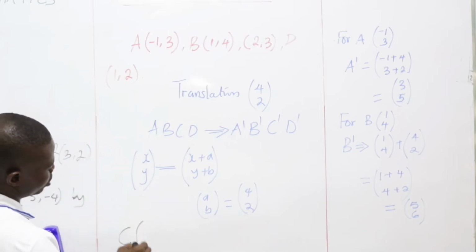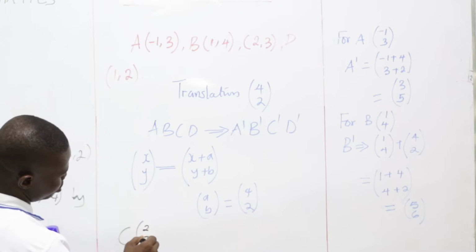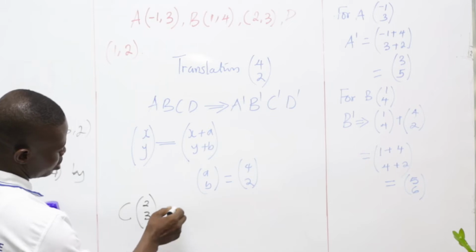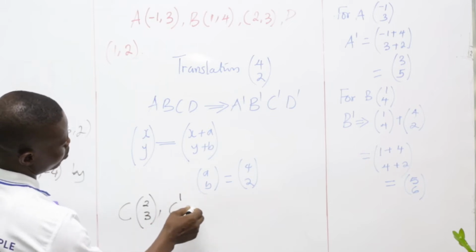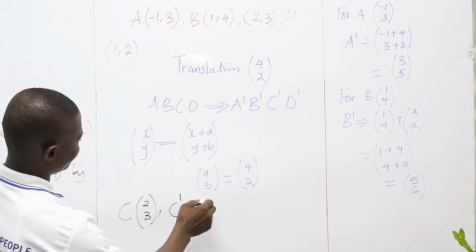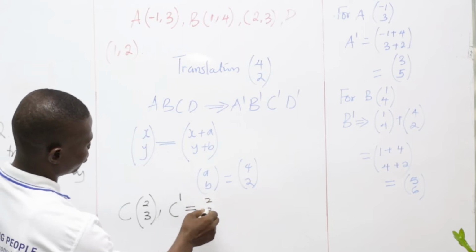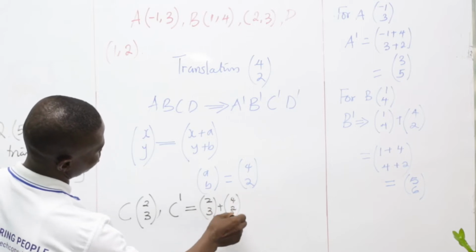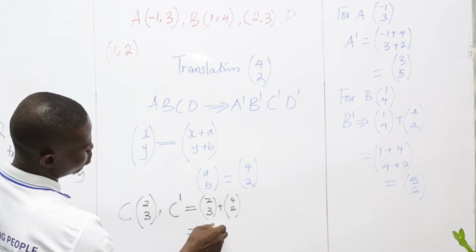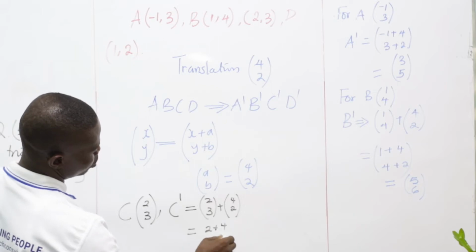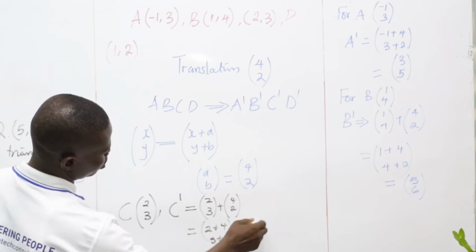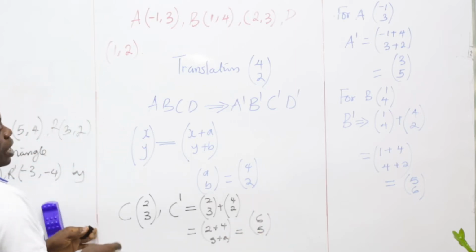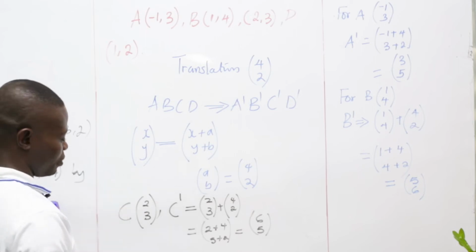C, originally known to be 2, 3, the image of C, C prime, will give us C itself plus translation, to give us 2 plus 4, 3 plus 2 equals 6, 5. So the image C prime is 6, 5.